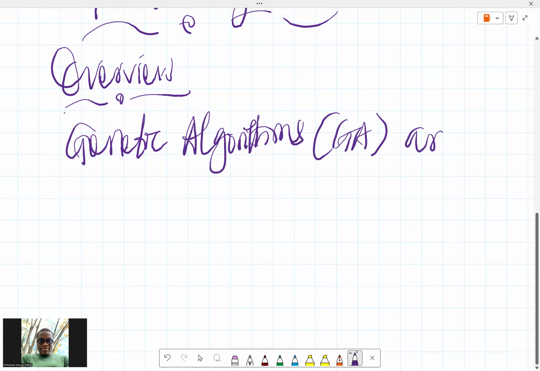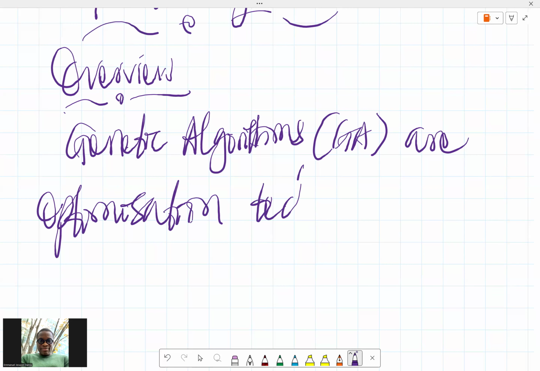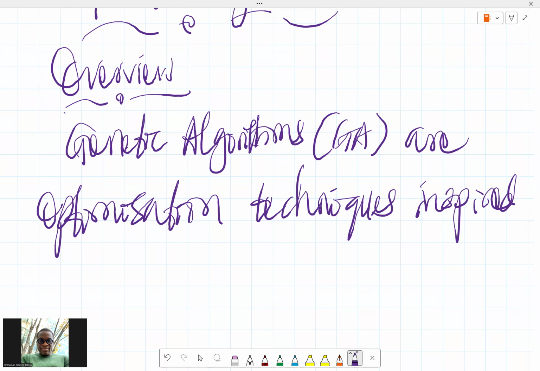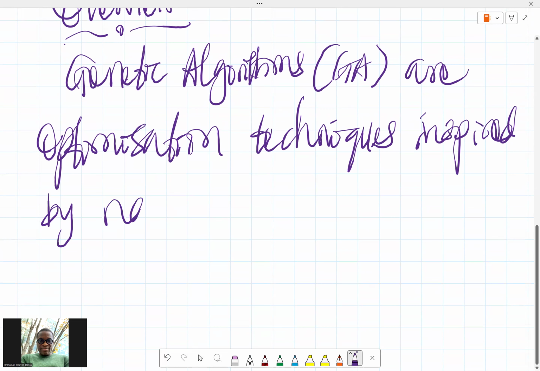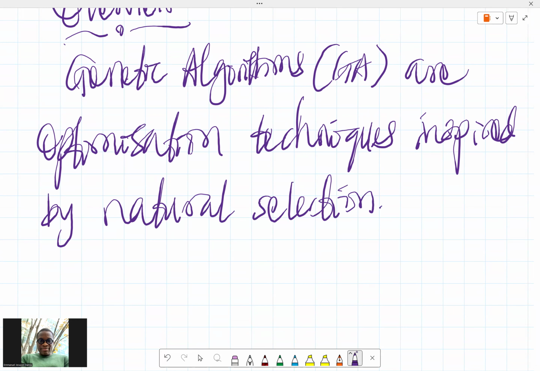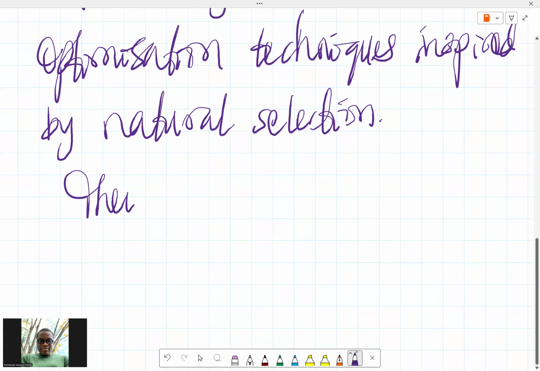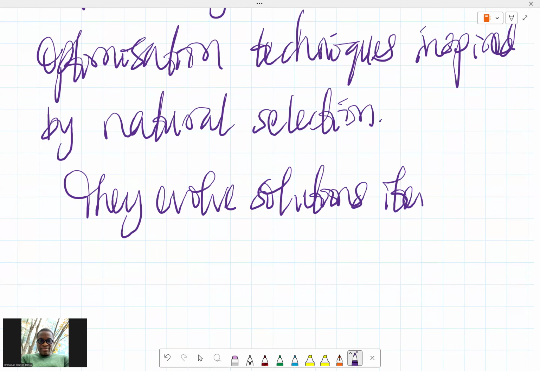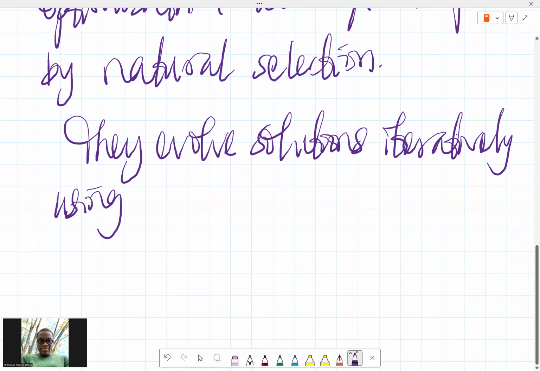Genetic algorithms are optimization techniques inspired by natural selection, because that's a biological thing. Natural selection, I think popularized by Gregor Mendel or someone like that, I'm not sure. Okay. So they evolve solutions iteratively using genetic operators.